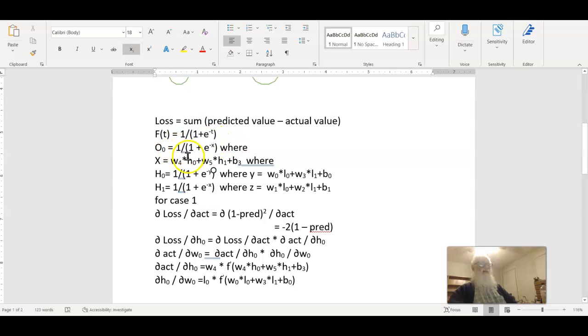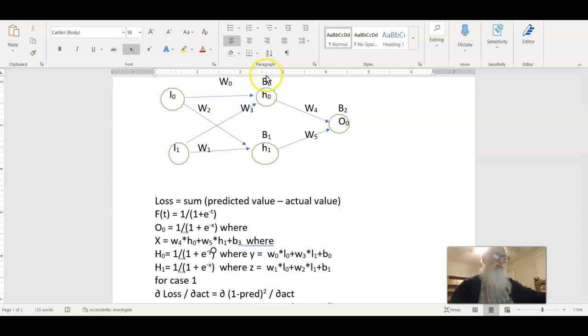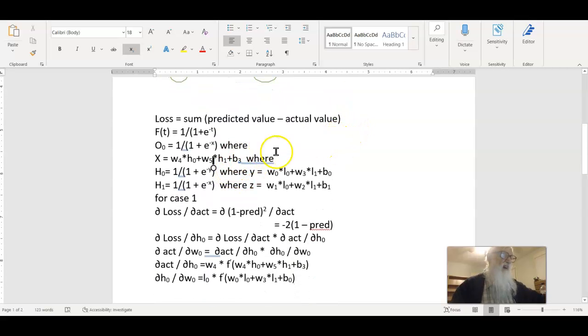So O0 is 1 over 1 plus e to the minus x, where again, we compute x by doing the arithmetic: W4 times whatever H0 is, plus W5 times whatever H1 is, plus the bias B2. I should have written B2 there. That's okay. Now, that gives us the output.